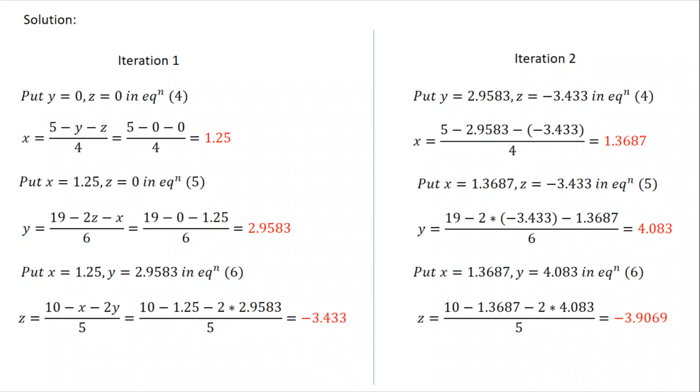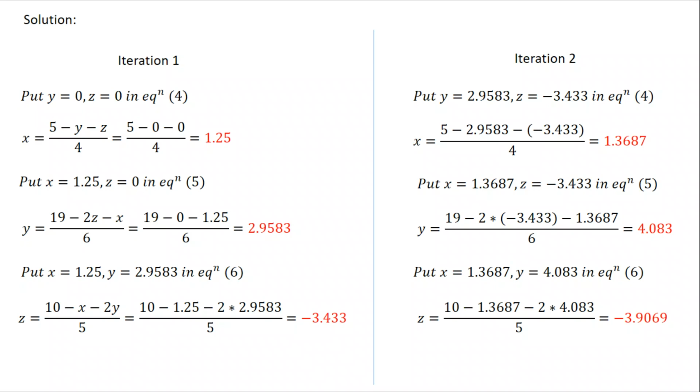Equation 6 becomes 10 minus 1.3687 minus 2 into 4.083 upon 5 is equal to minus 3.9069. So this is iteration number 2.